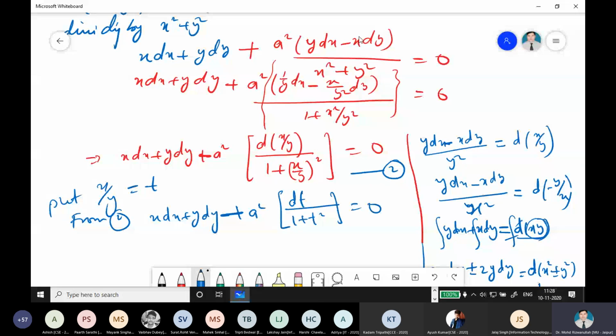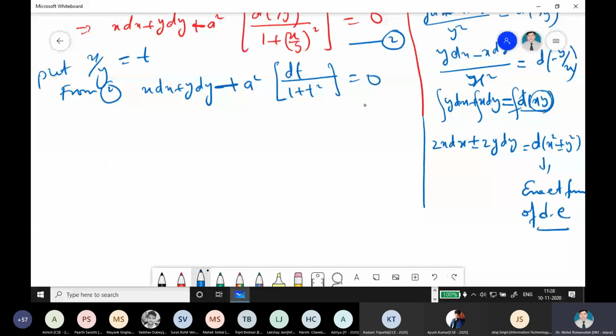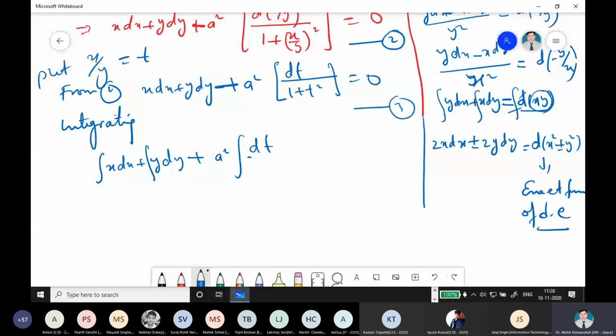Fine. Now see, is it integrable now? This is equation 3, integrating. Yes, sir. Integrating now, because it is already in variable separable form. x is with dx, y is with dy, and t is with dt. So when you integrate, integration of x dx plus integration of y dy plus a square integration of dt upon 1 plus t square equal to 0. So this gives you the c value.